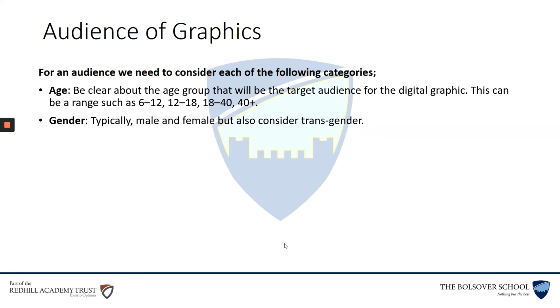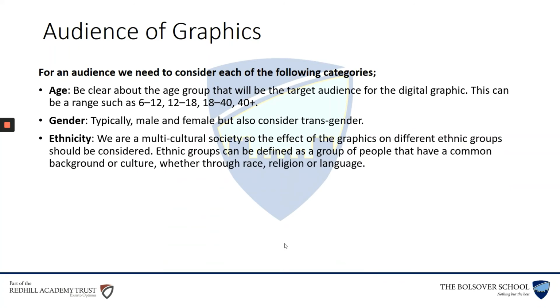Be considerate. Then we've got ethnicity. We're a multicultural society, so the effect of graphics on different ethnic groups should be considered. Ethnic groups can be defined as a group of people that have a common background or culture, whether through race, religion, or language. So when we create graphics, we have to be sure that if we put any text or any images on there, that it's not going to offend anybody. So we have to be considerate of every ethnicity group around.